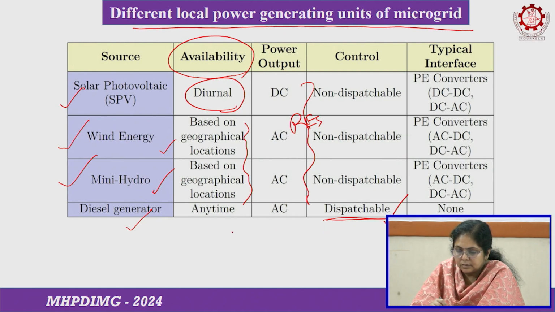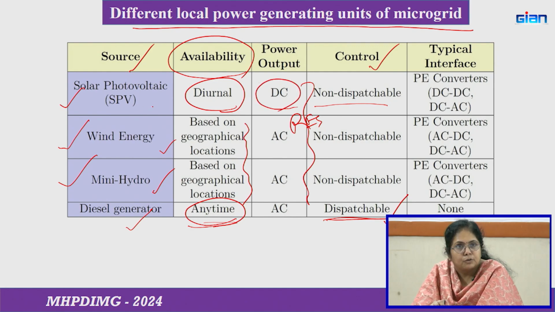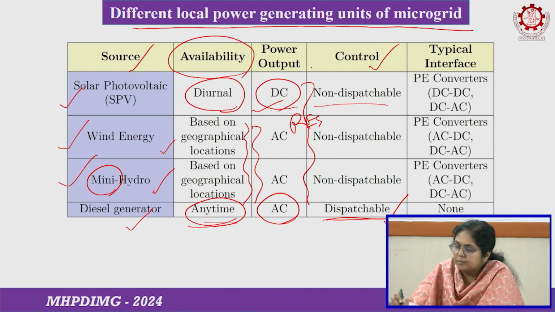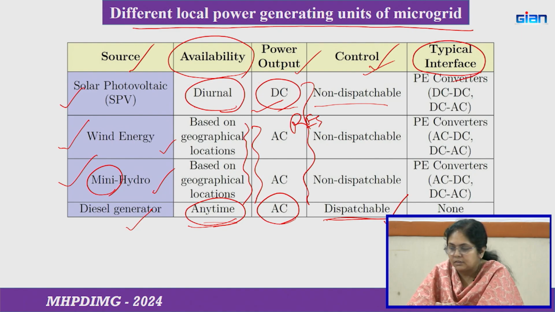Here I have shown the source and the corresponding control. If it can be controlled, it is dispatchable; if it cannot be controlled, it is non-dispatchable. Then the availability is also mentioned. The diesel generator can be controlled and is available any time, or all the time. Next is the output of the local generating units. For solar PV, we already know it gives DC output. Similarly, wind energy and micro hydro, or mini hydro, give AC output, and the diesel generator also gives AC output. Okay. So, this is based on the source, availability, power output, control, and the corresponding power electronics interface.